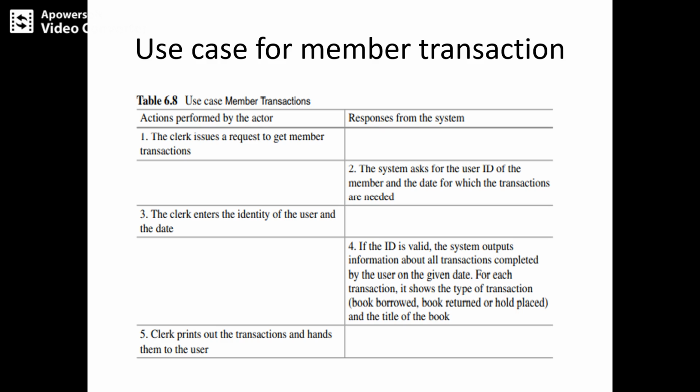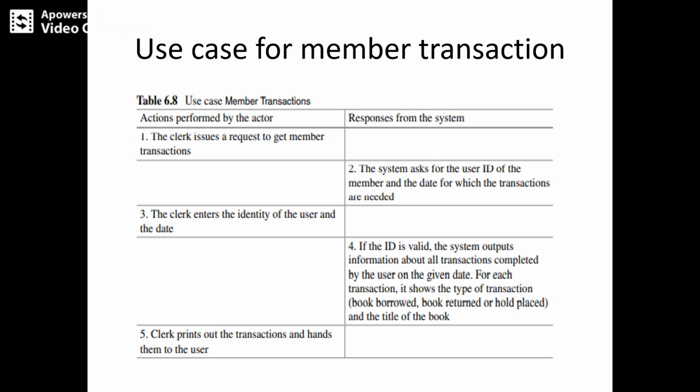So the duration is required: from and to date, how many days are required for the transaction detail. The clerk enters the identity of the user and the particular dates for which he wants to know all the member transactions. If the ID is valid, the system immediately outputs the information about all transactions completed by the user in the given date range.